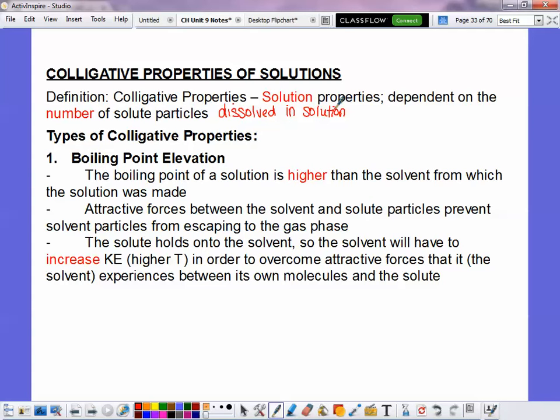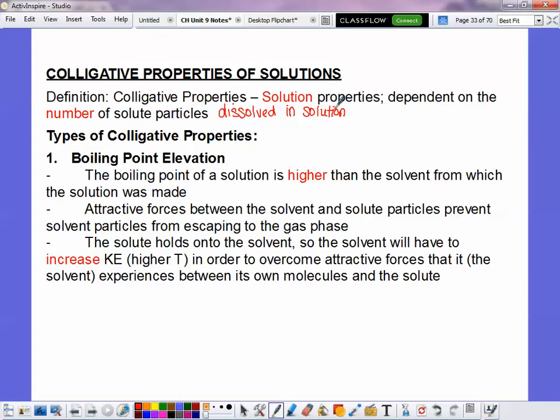This means that the boiling point of a solution is higher than that of the pure solvent from which the solution was made. So for example, the boiling point of salt water is going to be higher than the boiling point of pure water. Okay? We're going to go through the reasons why. It's going to be written out in several different ways.